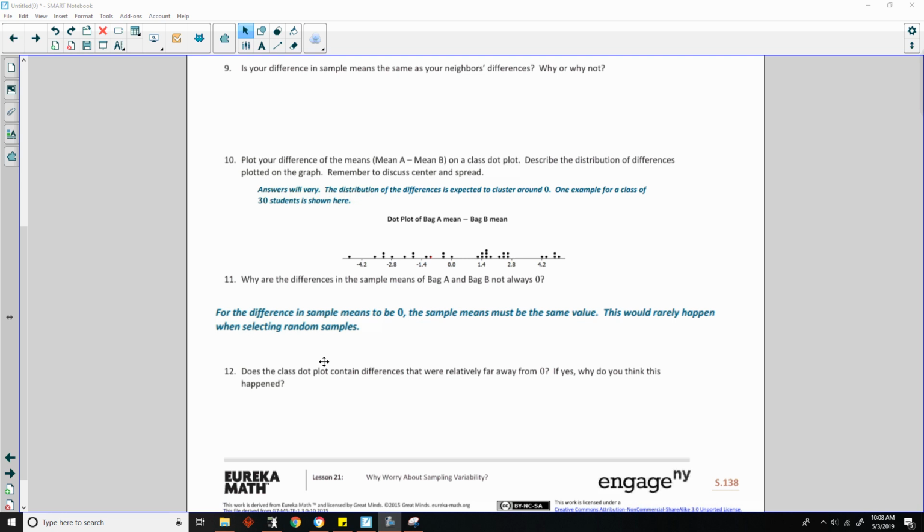Number 12, does the class dot plot contain differences that were relatively far away from 0? If yes, why do you think this happened? Okay, for the dot plot given as an example here above, some differences were as large as 4, over 4. So that is kind of far away from 0.